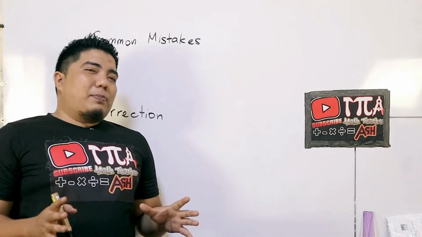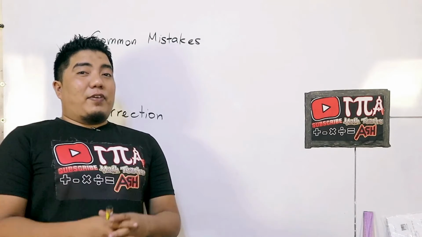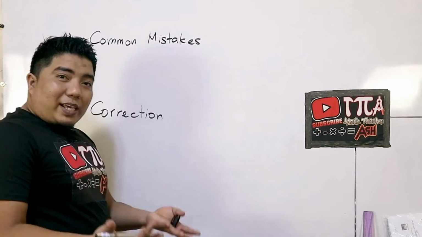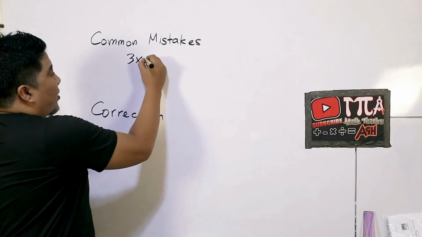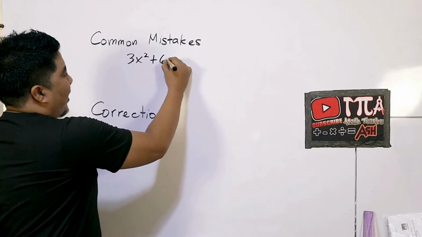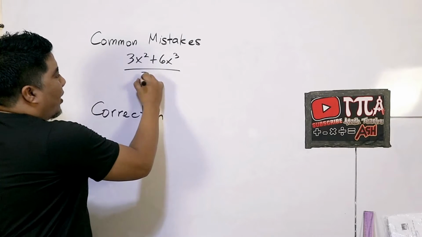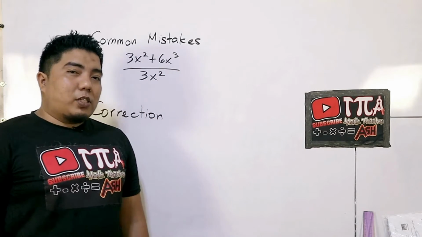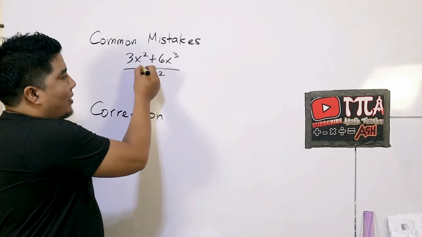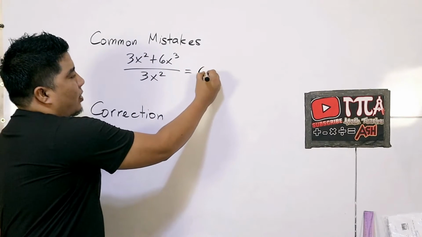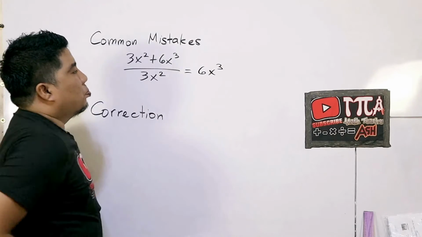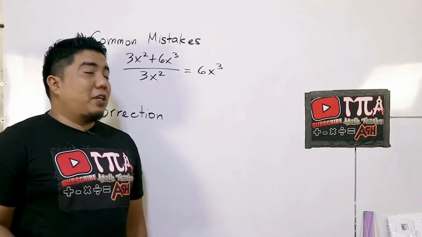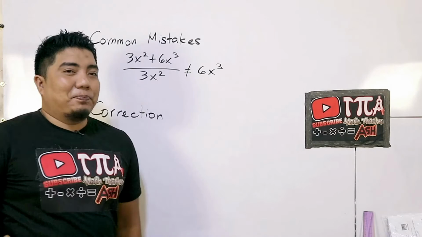Now, let us go to our next mistake. Now, for our next mistake, this is the division of polynomials. Okay, say we have 3x squared plus 6x cubed divided by 3x squared. Now, for some students, what they do is they cancel this one, and the final answer is 6x cubed. My dear math learners, that is wrong.